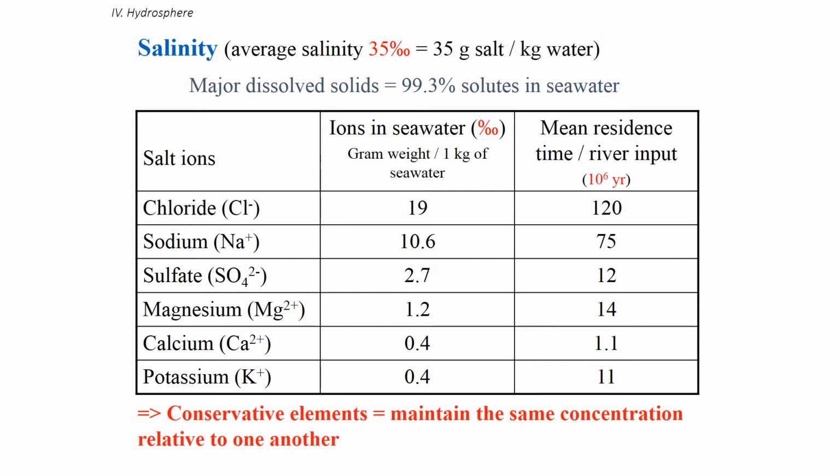Still millions of years, but it does mean that on timescales of millions of years, the concentration of calcium can change in the ocean, whereas on the timescale of millions of years, the concentrations of chlorine and sodium can't. It would take hundreds of millions of years for us to change the concentrations of chlorine and sodium.